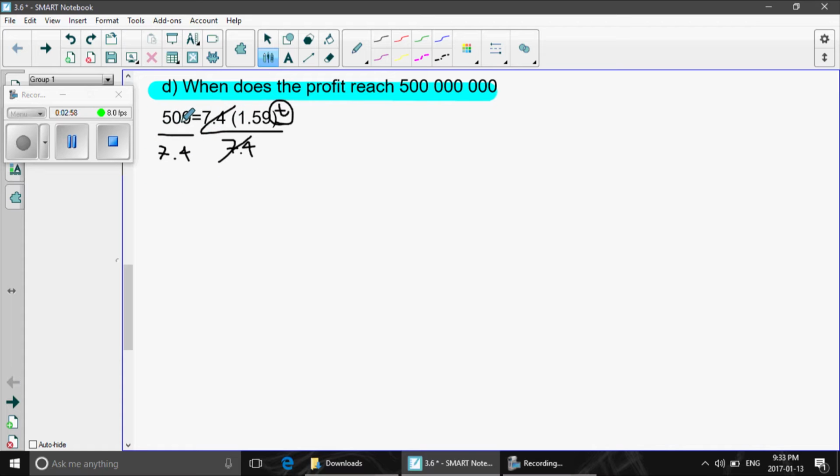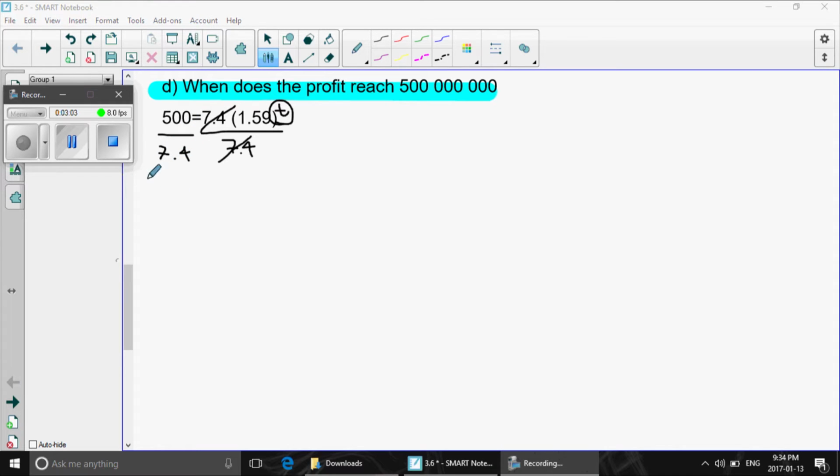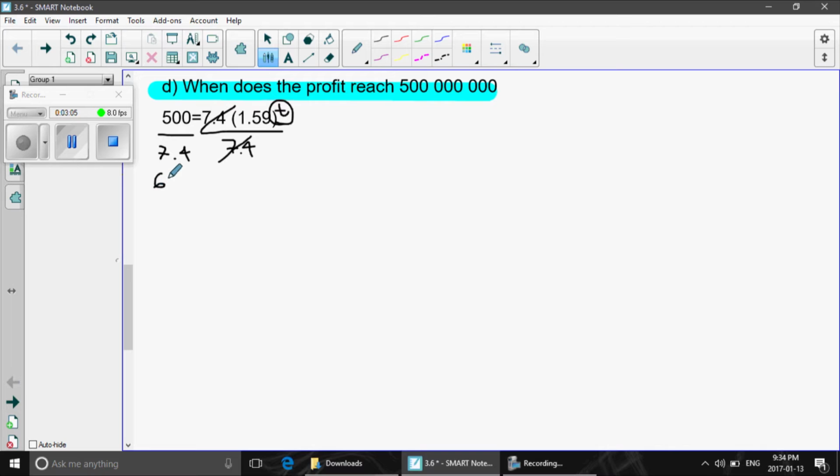Next, you're going to get 500 divided by 7.4, which is going to give you 67.6. So again, if you divide these two numbers, you get 67.6 is equal to 1.59 to the power of t. Now we're going to introduce something different. We're going to be talking about log.